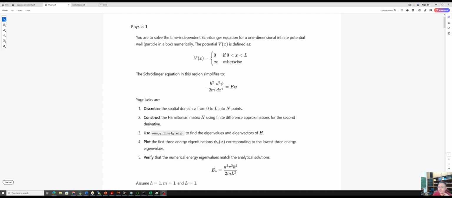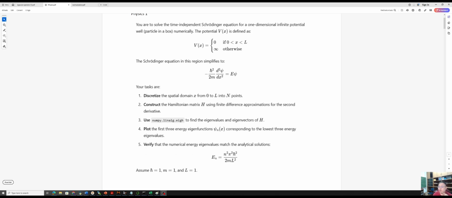And your task is to discretize the spatial domain x from 0 to L into n points and construct the Hamiltonian H using the finite difference approximation for the second derivative, and then use the NumPy library to find the eigenvalues and eigenvectors, and then plot the first three energy eigenfunctions that you get, and then verify that the results obtained numerically are the same as the ones obtained analytically.